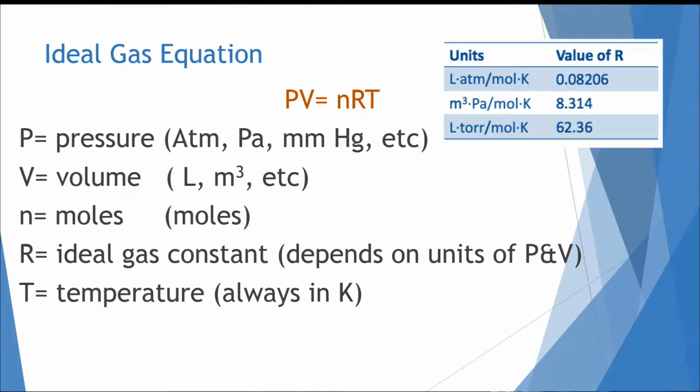Your pressure and your volume can be in different units. Whatever units you have for your pressure and volume, you need to make sure that your ideal gas constant follows those. So if you're using liters and atmospheres, your ideal gas constant is going to be 0.08206. If you're using meters cubed and pascals, you're going to use the 8.314. And if you do liters times torr, you're going to use the 62.36. There's a few, I think there's one more R.